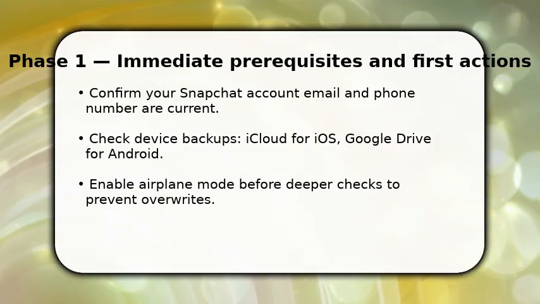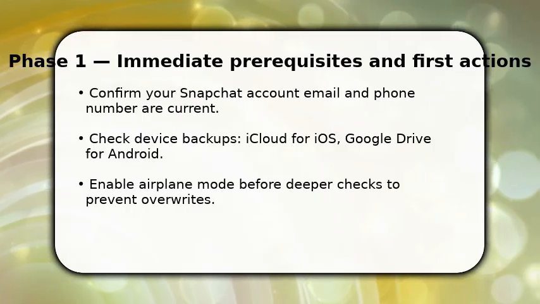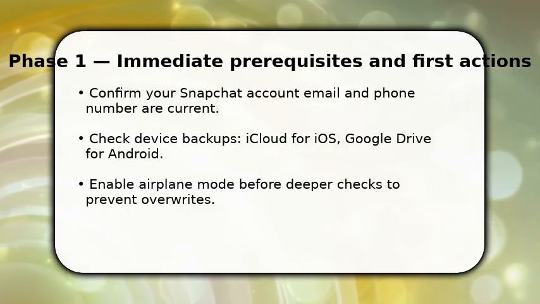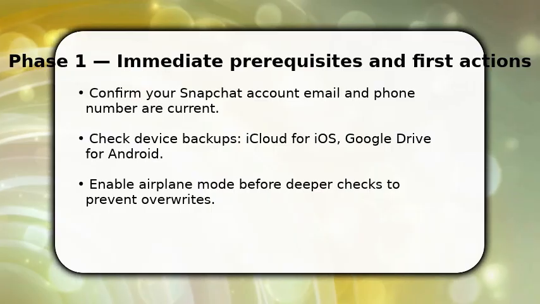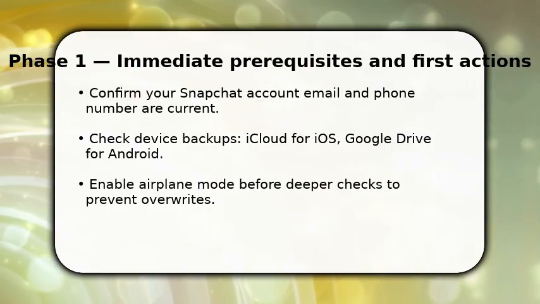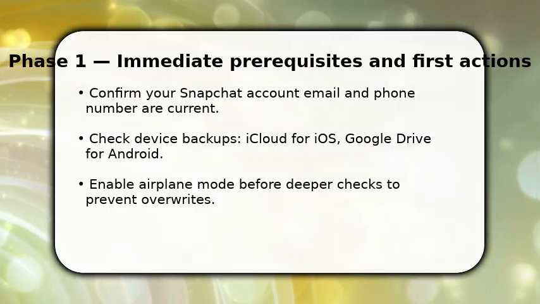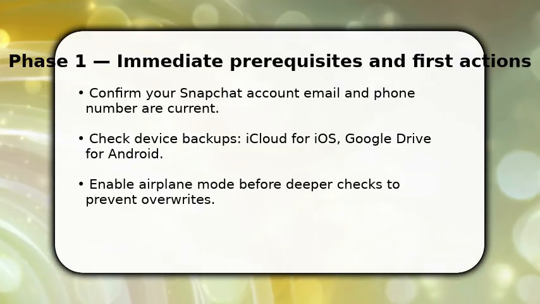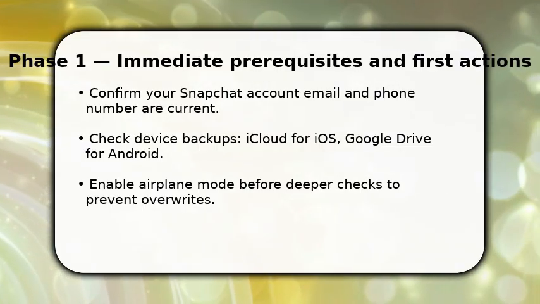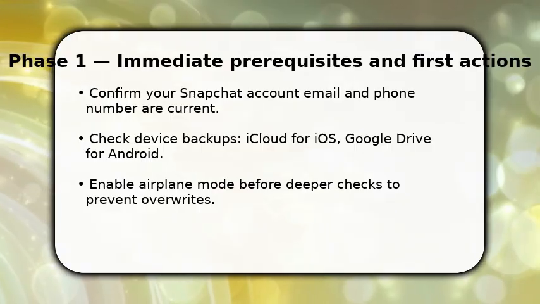You start by securing the account and device. Confirm the email and phone on your Snapchat profile so data requests reach you. This prevents delays. Next, check if your device already has a backup, iCloud for iOS or Google Drive for Android, because that can contain message remnants.